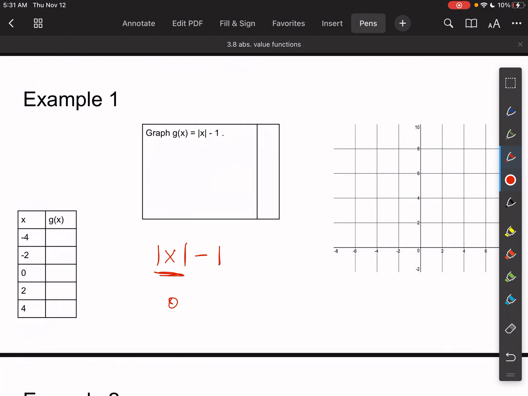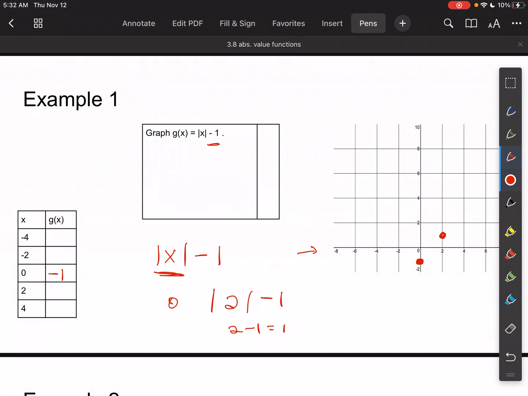If I plug a 0 in, absolute value of 0 is 0. 0 minus 1 is negative 1. So at 0, we're at negative 1. So notice, that's going to be my minimum. It happens at 0 on the x, but now I'm down negative 1 because we're subtracting 1 outside the function. Okay, so let's move to the right and to the left of that. If I plug a 2 in, you could have plugged a 1 in, but this graph's going by 2s, so I chose 2s. If I plug a 2 in, absolute value of 2 minus 1 is just 2 minus 1, which equals 1. So at 2, I am at 1.